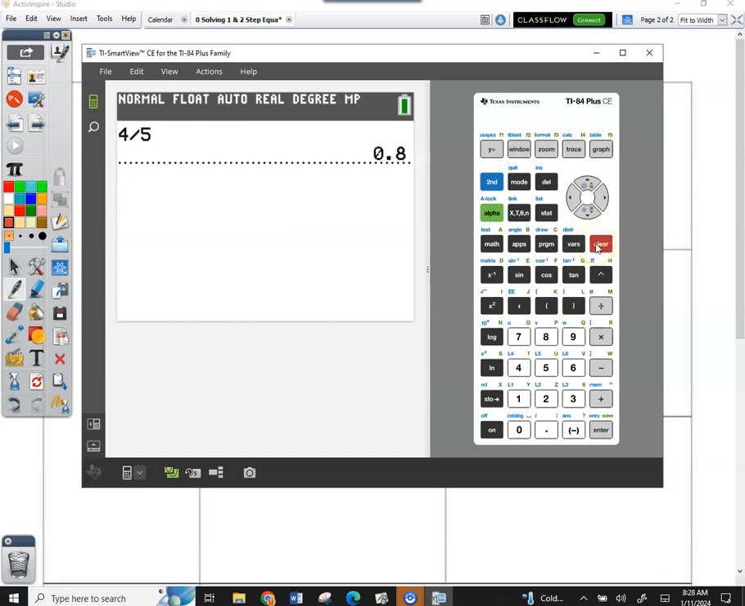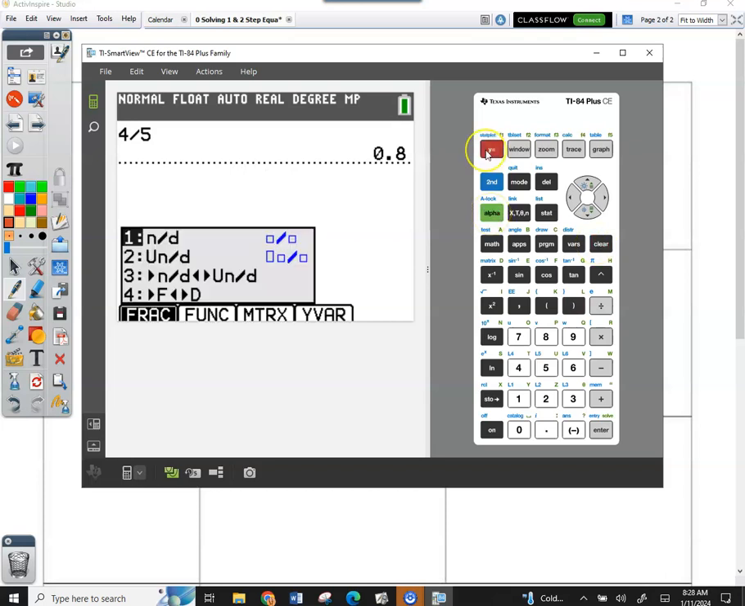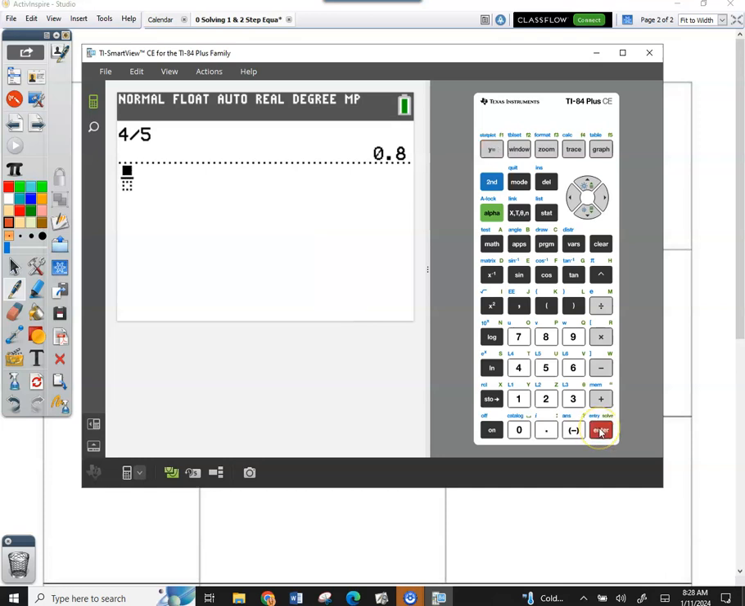Now, let me show you this. This is my favorite. It's 2 buttons. Alpha, y equals. That menu pops up. You will notice it says n/d. That means numerator over denominator. And if you hit that, it's going to give you boxes in that stacked form. And you just type the numbers where they go. So I type 4. I need it to go to the bottom, so I'd arrow down. I'd type 5. And it's the exact same thing.